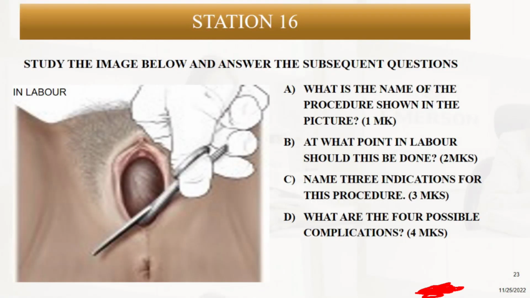Today we're going to go through a case study on episiotomies. We're going to start with the first question: what is the name of the procedure shown in the picture? B, at what point in labor is this done? Name three indications for this procedure. Then, what are the four complications of this same procedure? Like I said, this is a case study on episiotomies.